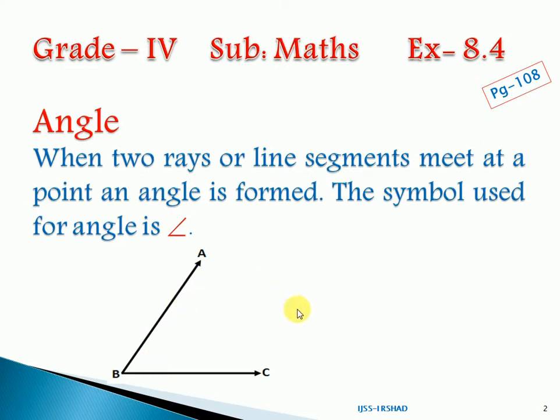And in another figure I will show you where you will see two line segments meet at a point. Here you can see PQ and QR are the two line segments which meet at the point Q to form an angle.